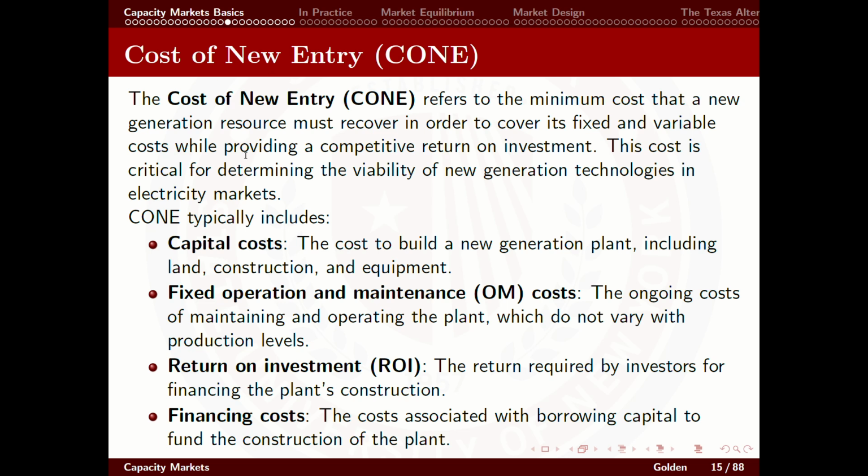We're going to finish up capacity market basics with a look at the cost of new energy entry, or CONE. CONE refers to the minimum cost a new generation resource must recover in order to cover its fixed costs and variable costs while providing a competitive return on investment. This is critical for determining the viability of new generation technology in electricity markets.